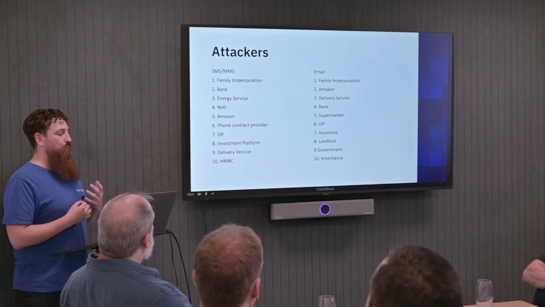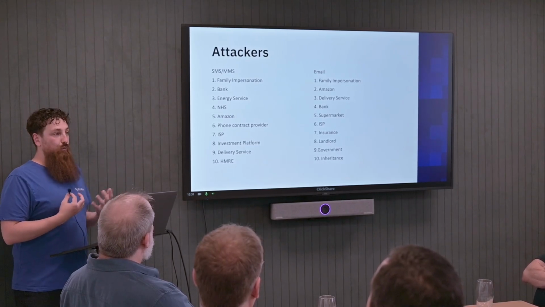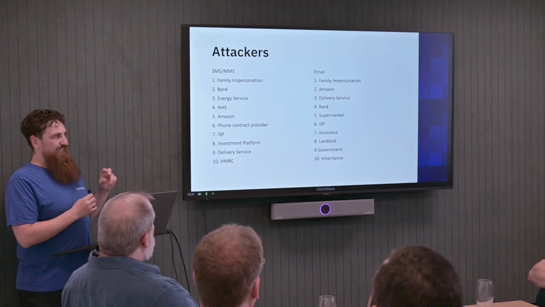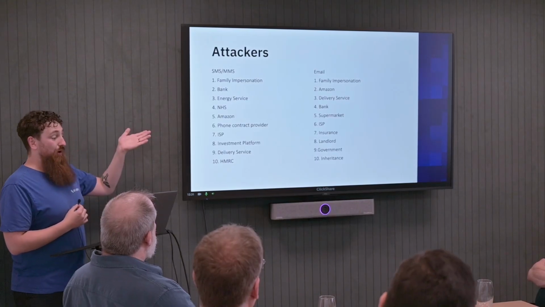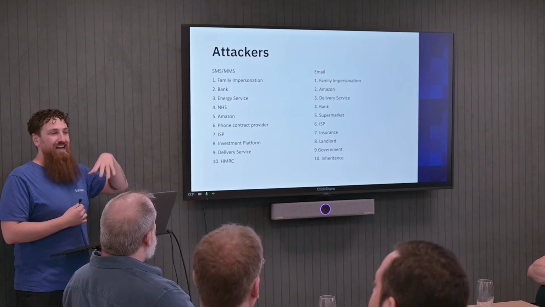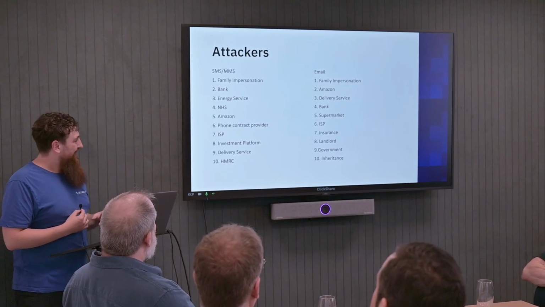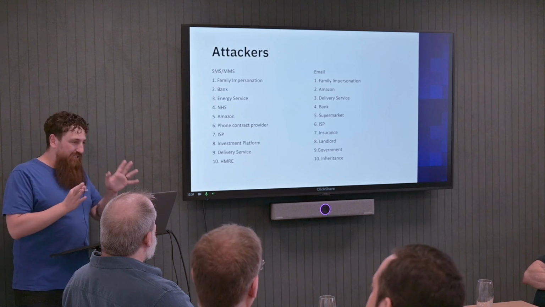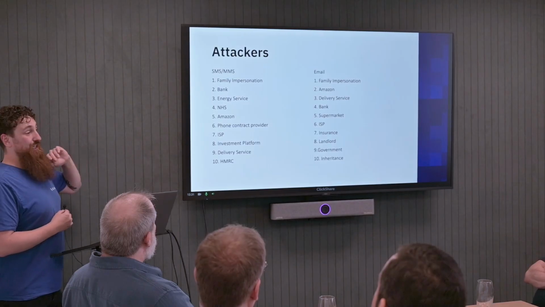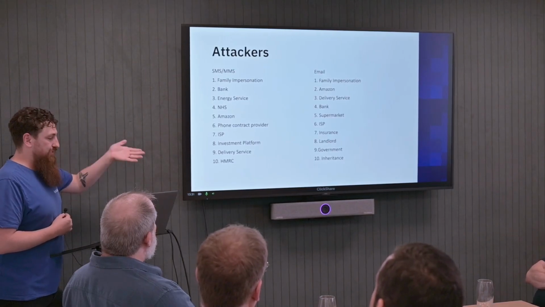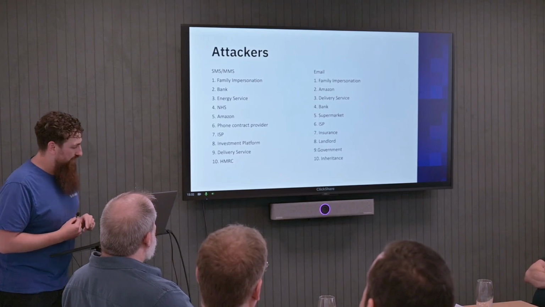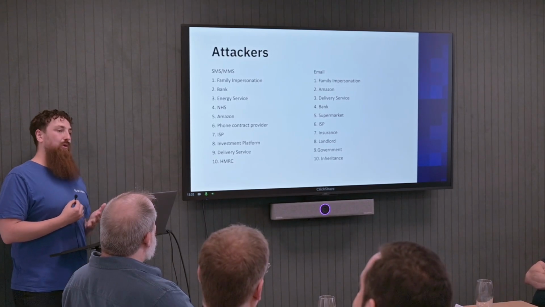So we tried to think of what's something that a regular consumer would have on their phone. What are standard attackers? Obviously, a big one is just family impersonation. My mum got a text the other day saying that I'd been in an accident and I need to send her £500. Thankfully, because I work here, I've let her know not to send the attacker the money. So family impersonation is extremely prevalent. And then your things like your bank, energy service, NHS, Amazon, and so on. We find these are some of the most common ones that people encounter.